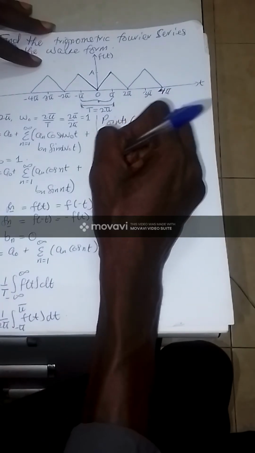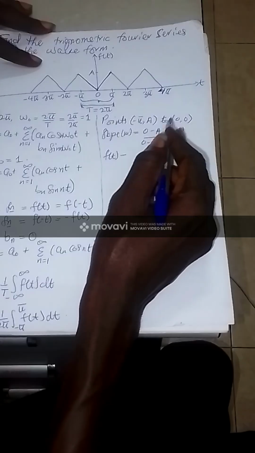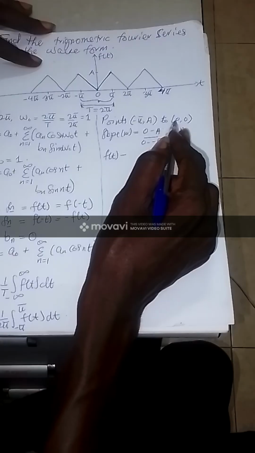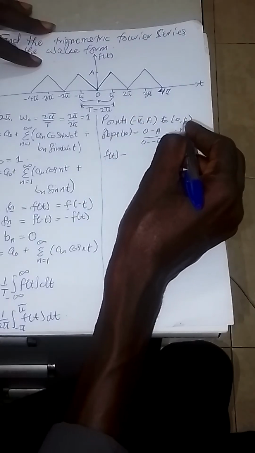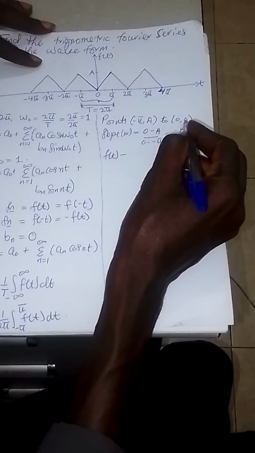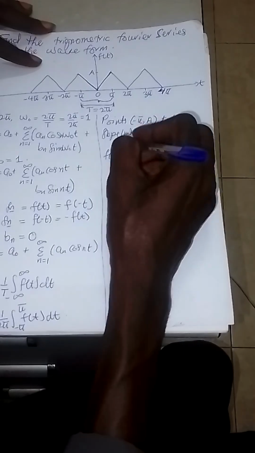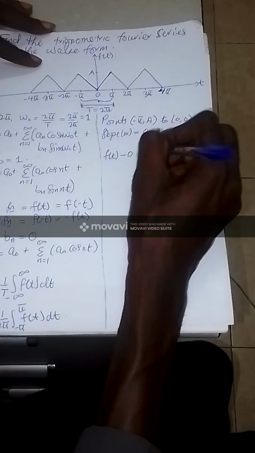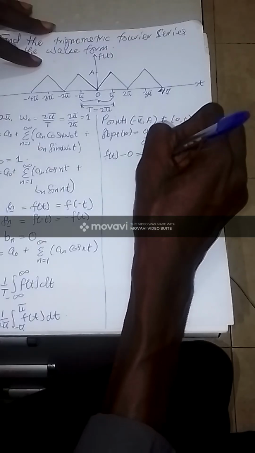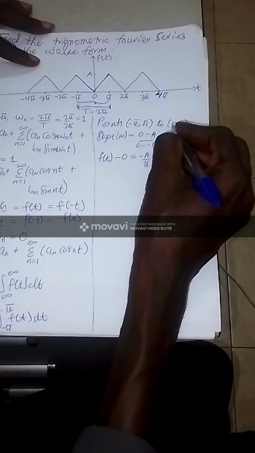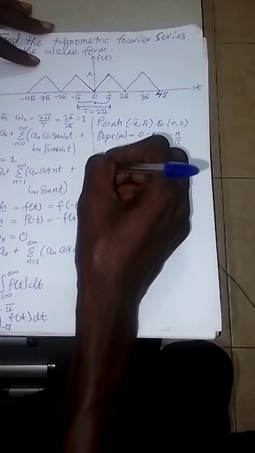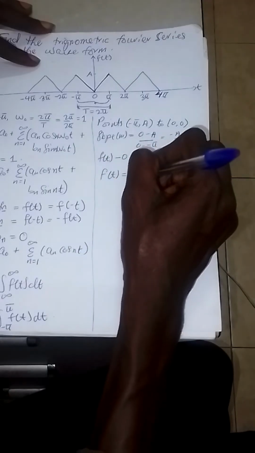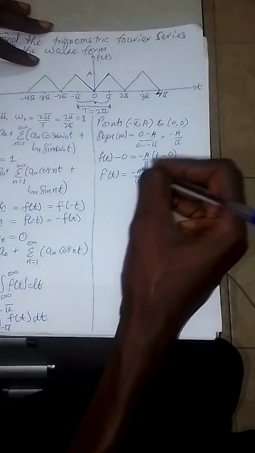Now, to write the equation, f of t minus, you take one of the points. 0, 0 is better than minus pi, A, because 0, 0 will make our equation simpler. So f of t minus the y component of the point you took. The y component of 0, 0 is 0. So f of t minus 0 is equal to the slope, minus A over pi, into t minus the x component, which is also 0. So now here you have f of t is minus A over pi t. That's our first equation.